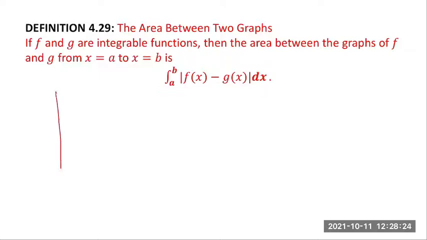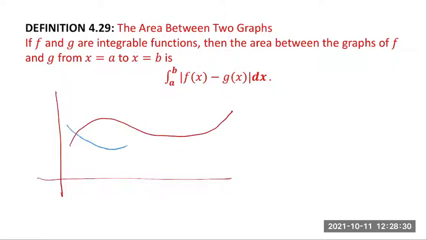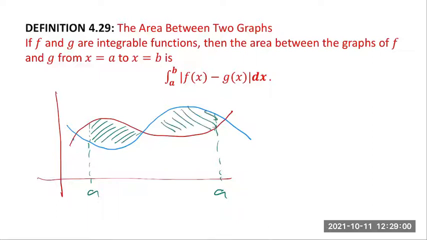So if you have two graphs like this, this is your f of x and this is your g of x. Let's say you want to find the area between these two graphs in this interval, say a to b. The area between those two graphs from a to b would be, you have an area here and some area here. You need to find the summation of these two areas. That's what we mean by the area between two graphs.